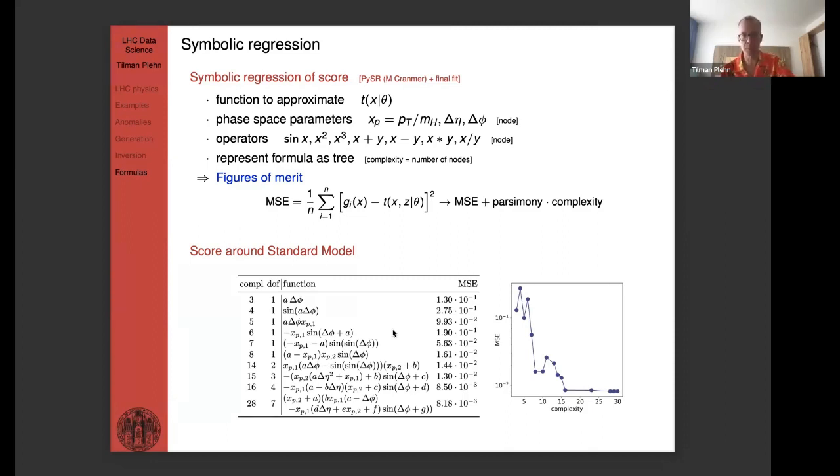So phi1 minus phi2, and you get a certain MSE, which is shown on the right-hand side. Then you go to higher complexity, and the formula that PySR learns becomes more and more complex. First it does a sine of delta phi, then it adds x, which is just pT, and then it combines a sine and x. And then it adds another finite shift constant, and so on and so forth. And every time it does that, the function agreement becomes better. The MSE goes down until you hit complexity 16.